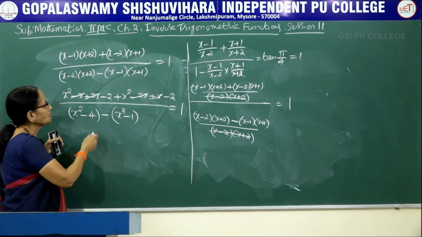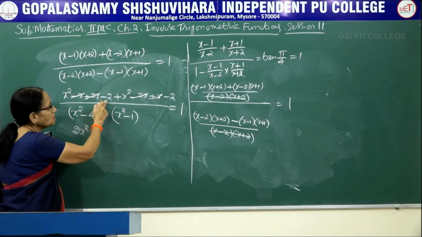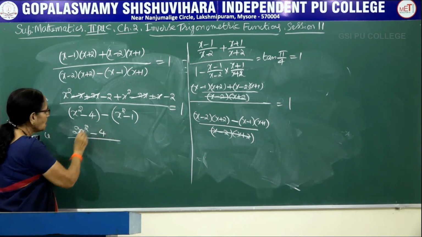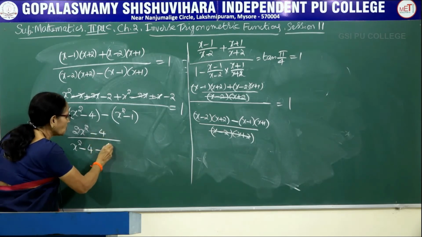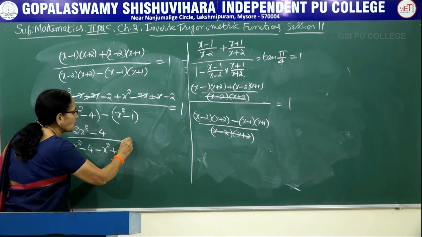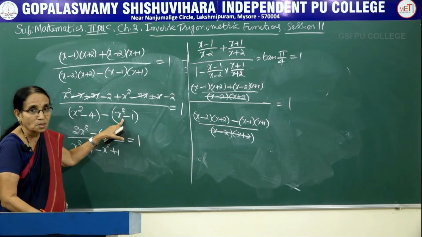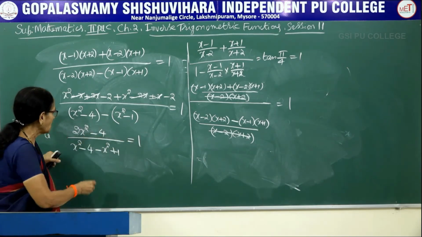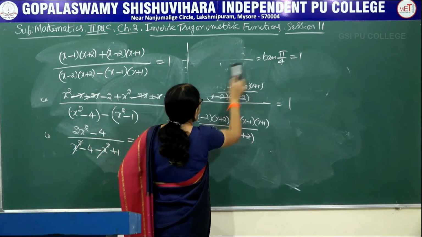Now let me add the remaining terms. x² + x², that is 2x², minus 2 minus 2, that is minus 4. In the denominator, let me remove the brackets: x² − 4 − (x² − 1), which gives plus 1, equal to 1. Whenever you have a minus sign and more than one term, always use the bracket because all the terms should be multiplied by the minus. In the denominator, plus x² minus x², again they get cancelled.